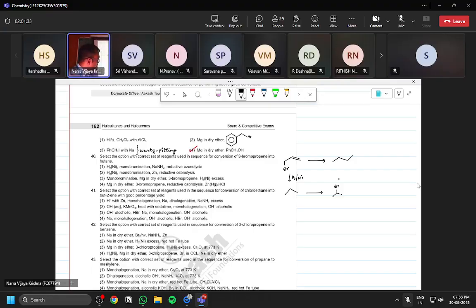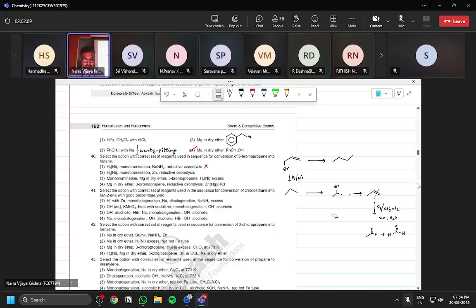Then NaNH2 elimination. If elimination happens, again you will get an alkene. Then reductive ozonolysis. What happens in reductive ozonolysis? Ozone in presence of CH2Cl2, zinc and H2O. This double bond will break and convert into an aldehyde here, and this will also convert into an aldehyde. Correct, sir? But you are not getting butane. So option 1 is gone.